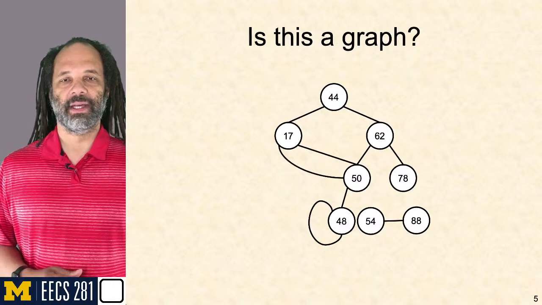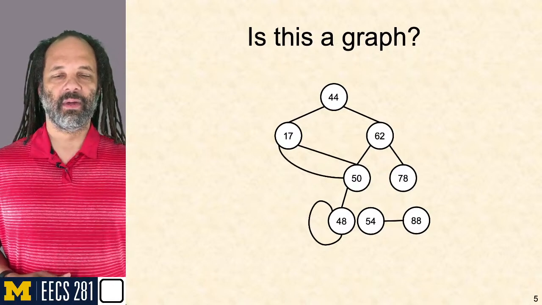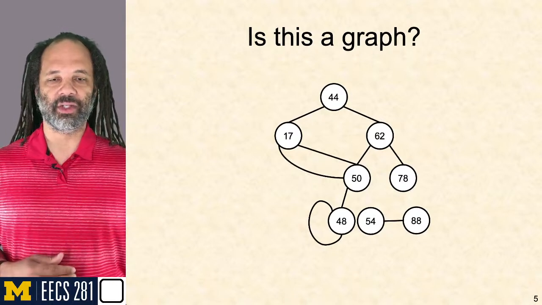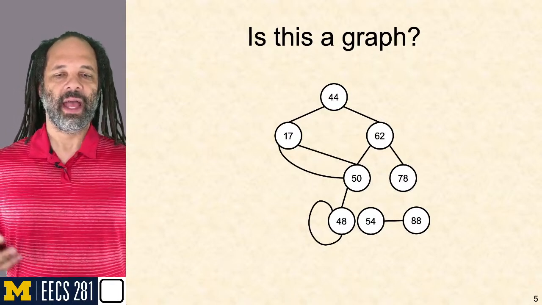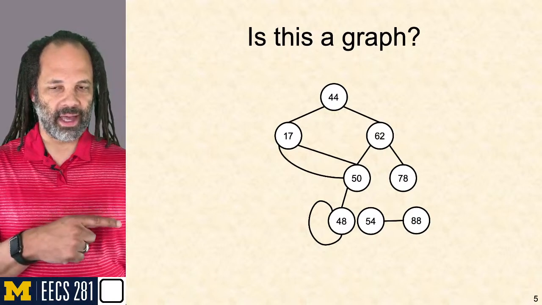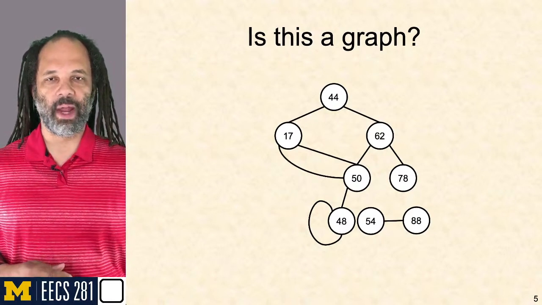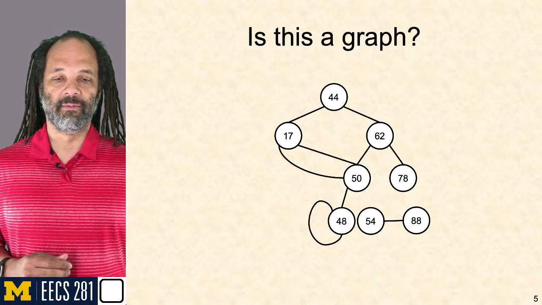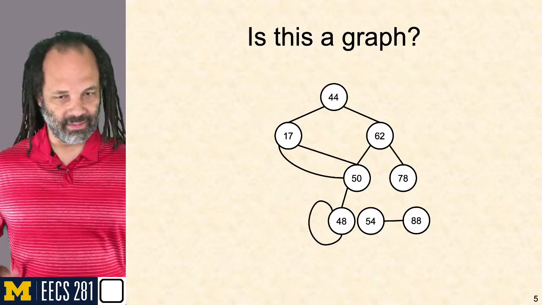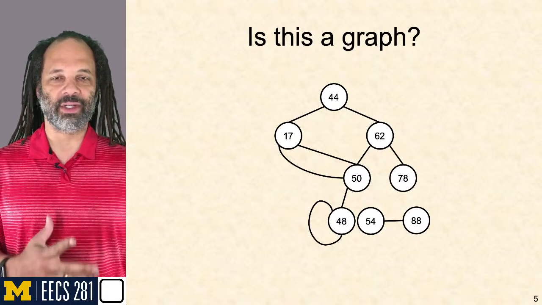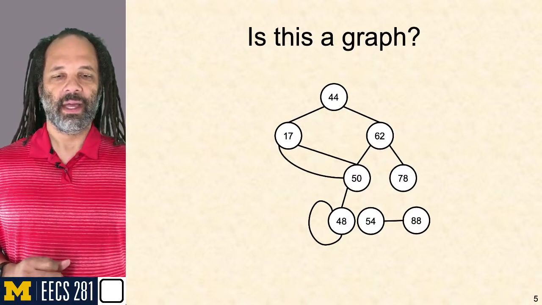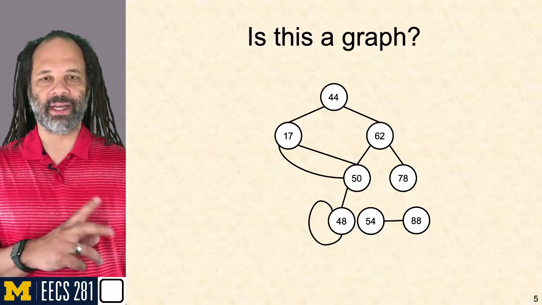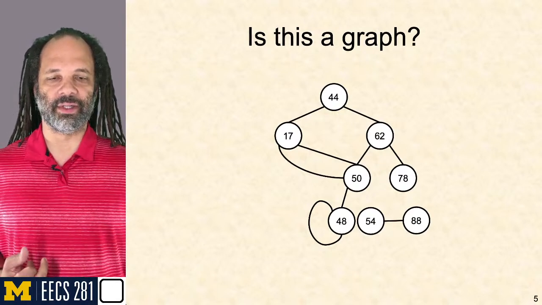How about this? Is this a graph? Well, I certainly have vertices. Those white bubbles actually didn't change. My edges, however, have changed quite a bit. I see I got a little group down there, that 54, 88. They're not connected to anything. 48 has this weird edge that leaves 48 and returns to 48. And then the distance between 17 and 50 is actually covered by two different edges.